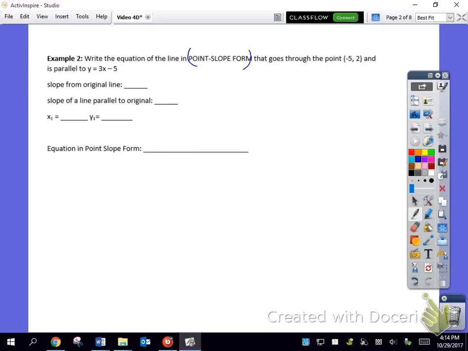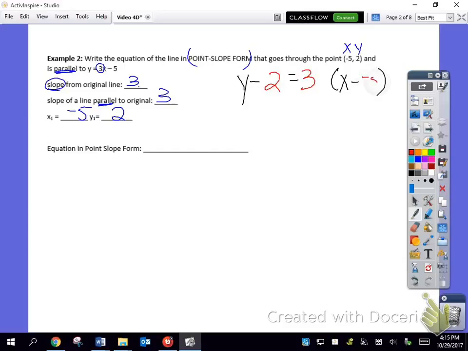Example 2: write the equation of the line in point slope form, so that means I get to keep the parentheses. That goes to the point (-5, 2). Remember, when you have an ordered pair, it's always x, y, always, always, always, and parallel to y equals 3x minus 5. So find the slope, which is 3. Since it's parallel, this is going to be the same. My x value is negative 5, my y value is 2.